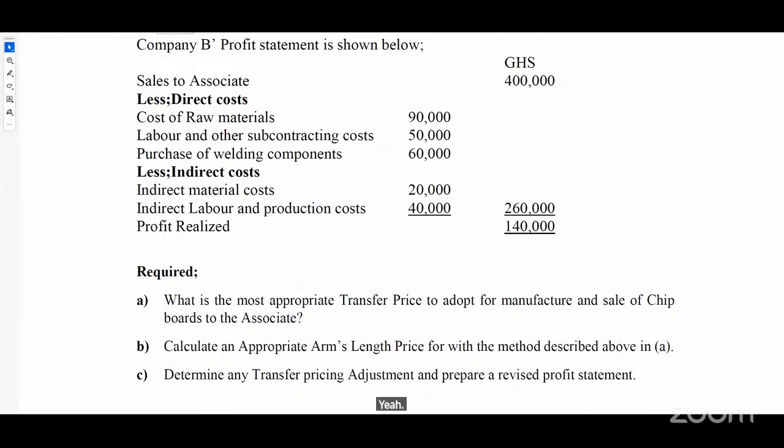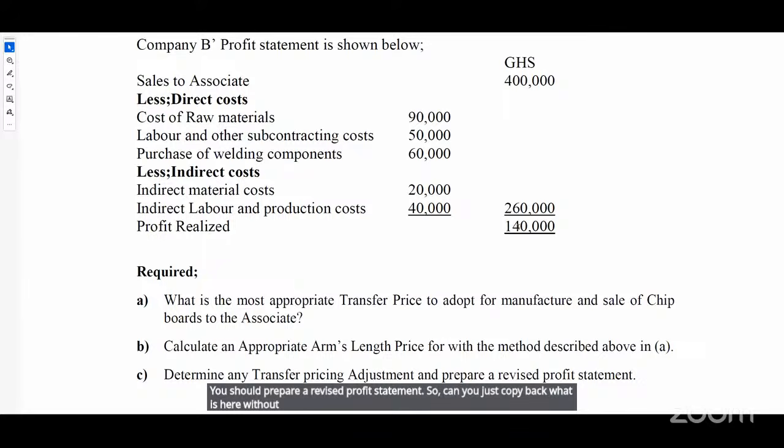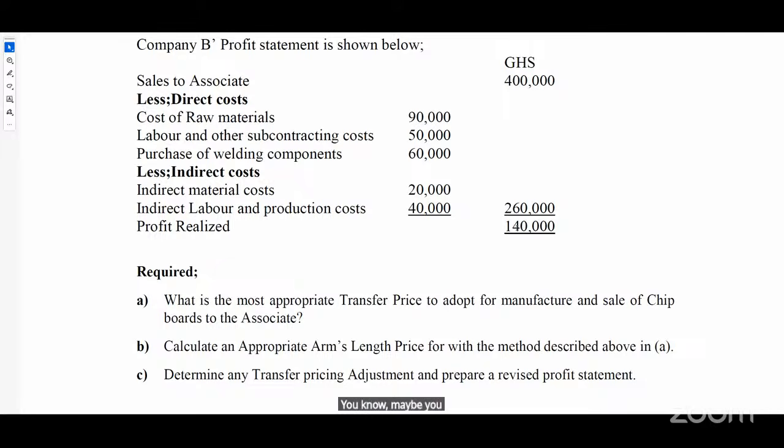Yes, ask a question. I was thinking, let's say this particular question is almost fine, then you realize that you are not too sure of the adjustment. Then you can take the profit, copy it back and then check. So let's say they say you should prepare a revised profit statement. Can you just copy back what is here without necessarily the adjustments, in case you are really out of time? Maybe you can get 6 for that.